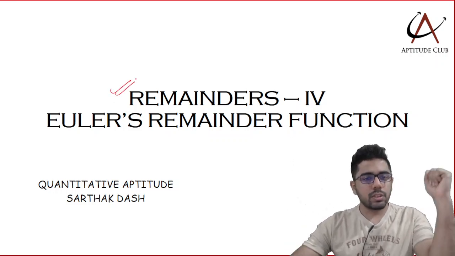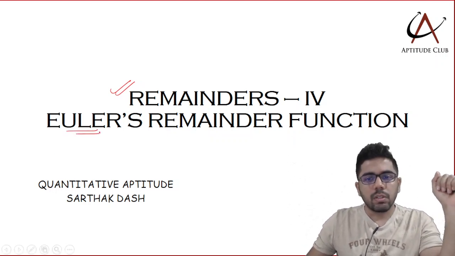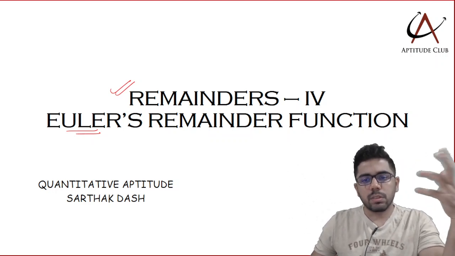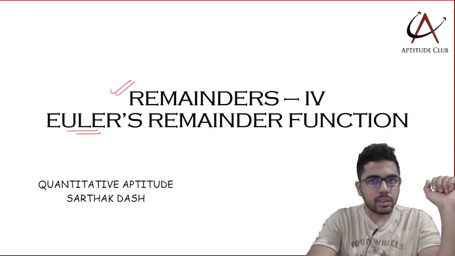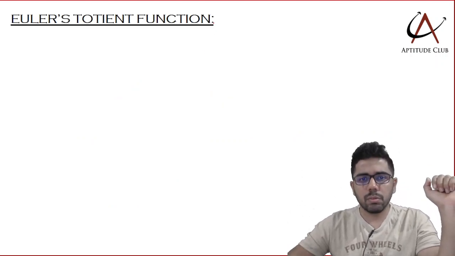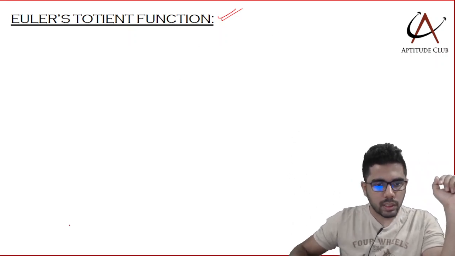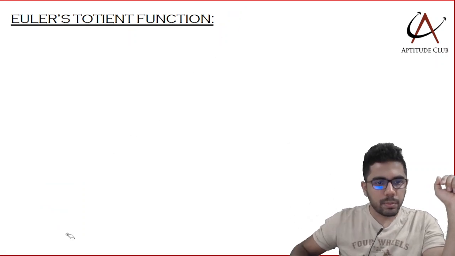So in the fourth session today, we'll be taking up Euler's remainder function. Okay, Euler's remainder function or Euler's totient function, and Euler's remainder theorem, whatever you want to call it. So let's try and see what it is. So before getting into the theorem, first let us define the Euler's totient function. Euler's totient function is represented as this.